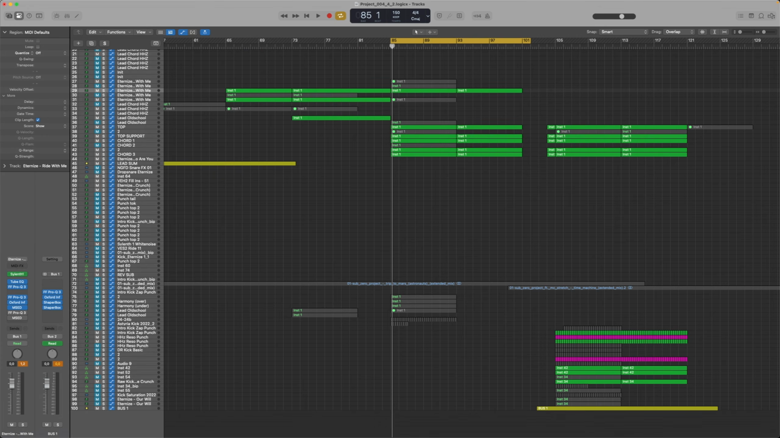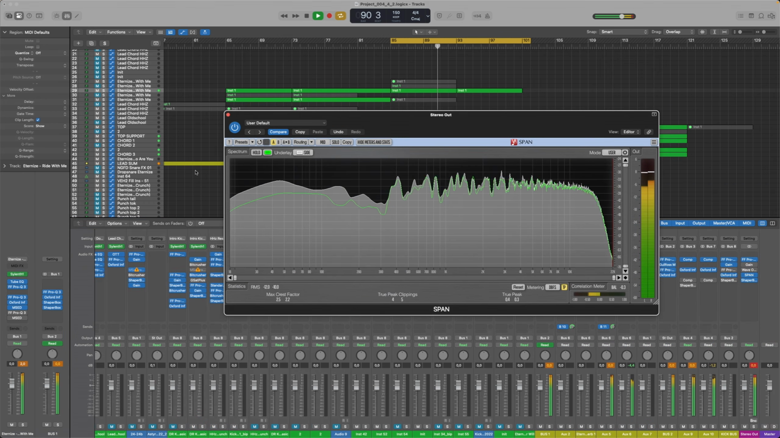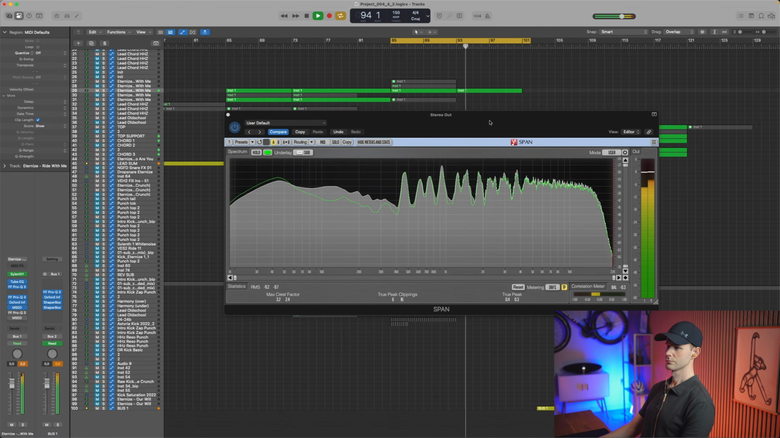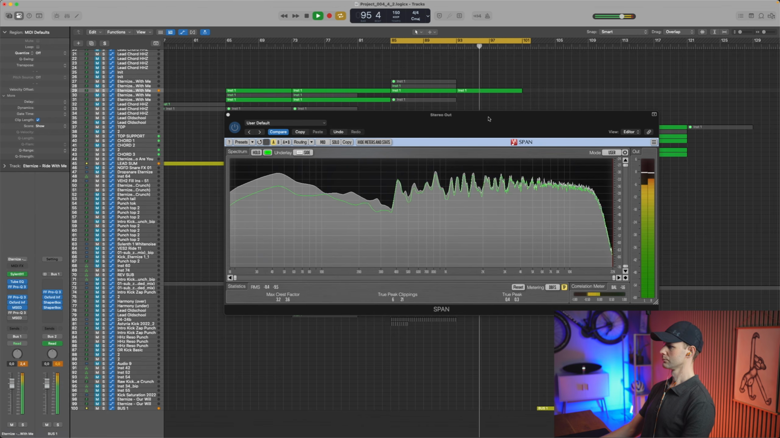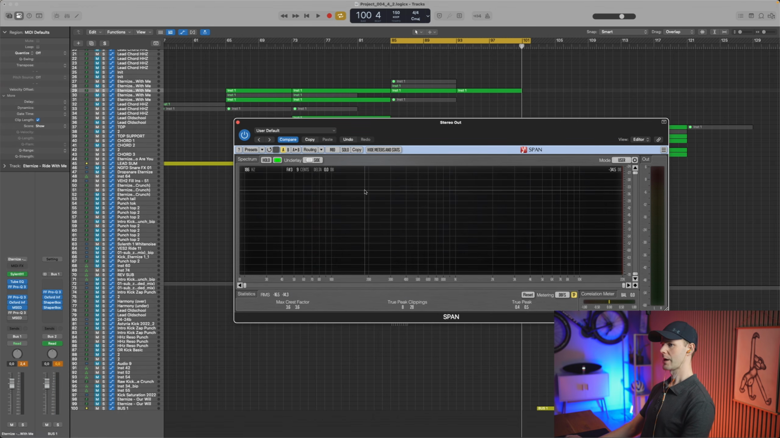Okay, now let's look at some scenarios with mid-side processing. First, this is the test project that we're working in today, and this is what it sounds like. So I want to start out by isolating the low end because this is causing some problems in this part of the track.